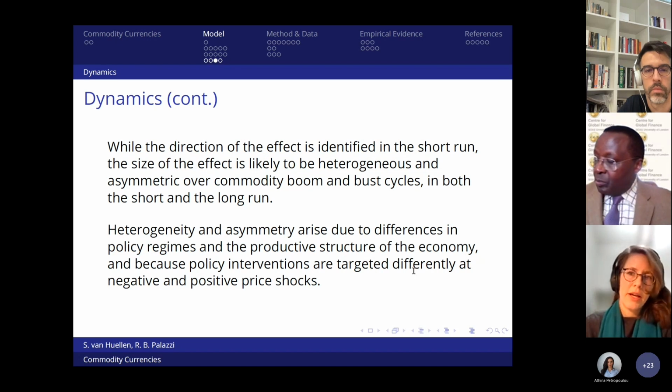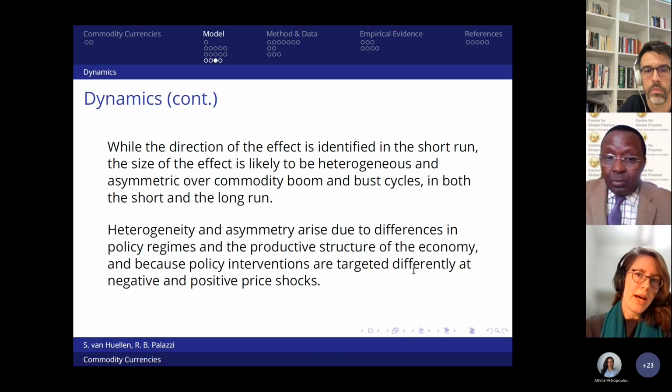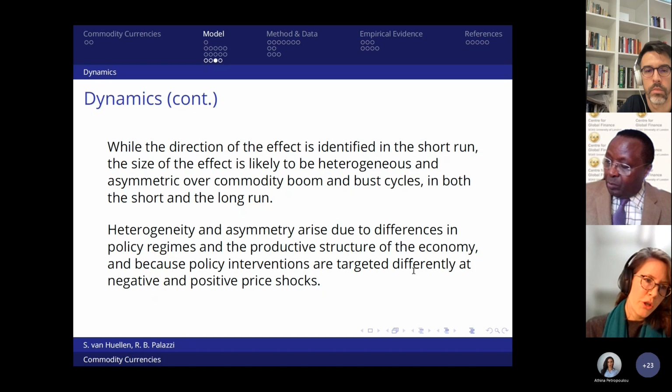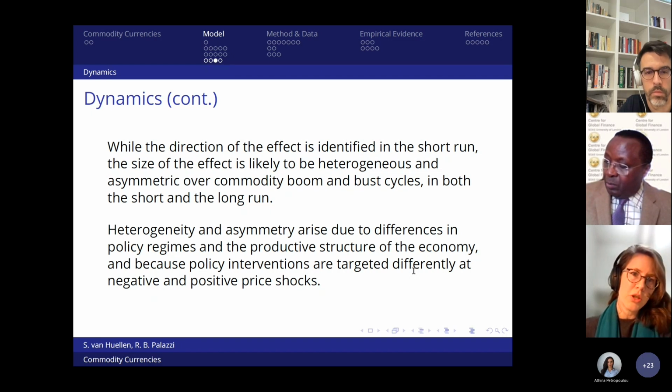Now, while this direction is well defined in the short run, it might well be heterogeneous as well as asymmetric over commodity boom and bust cycles, even in the short run. And the reason being is that most, if not all, of the primary commodity dependent economies don't have a freely floating exchange rate, at least not a de facto freely floating exchange rate.